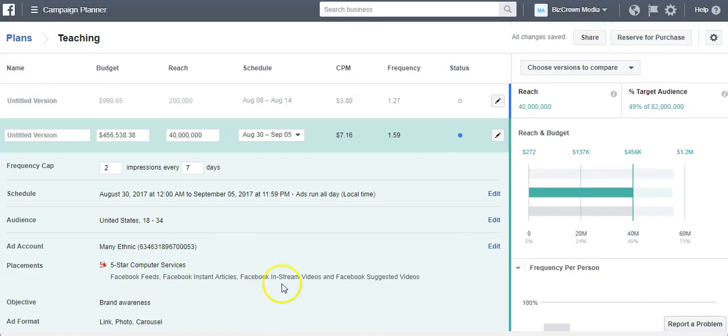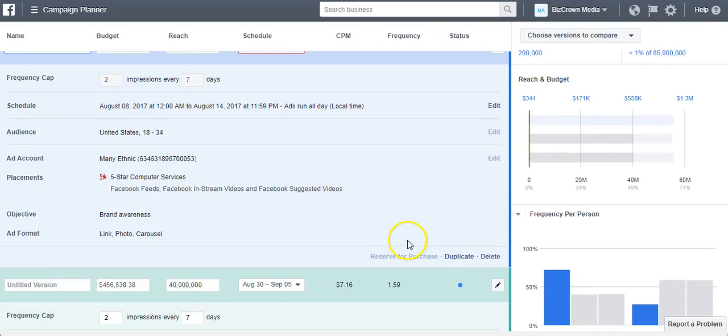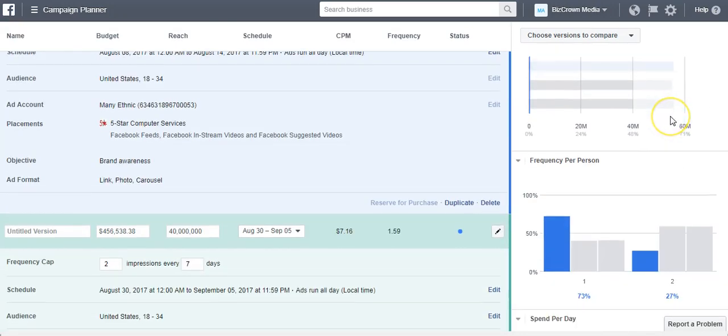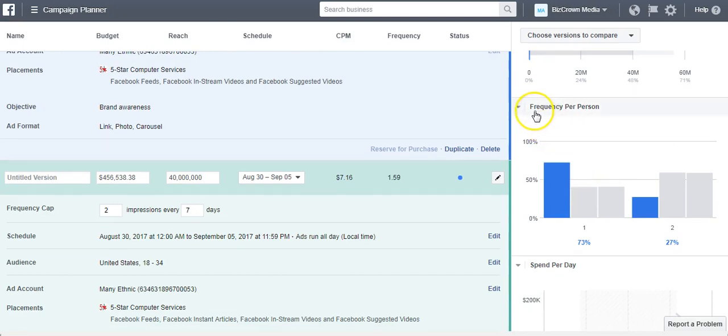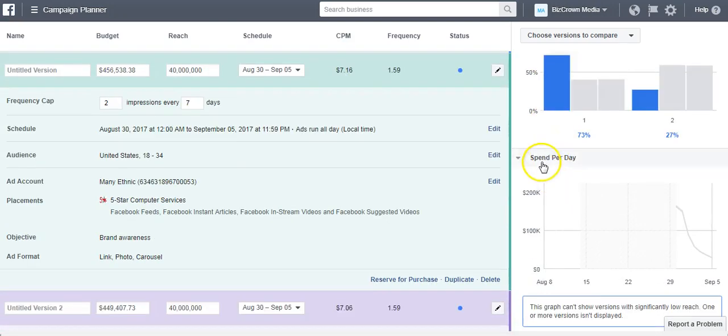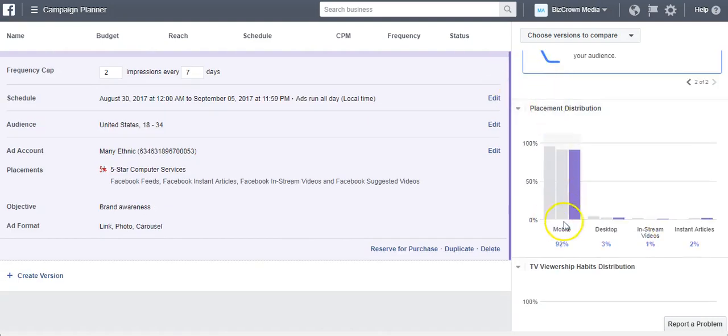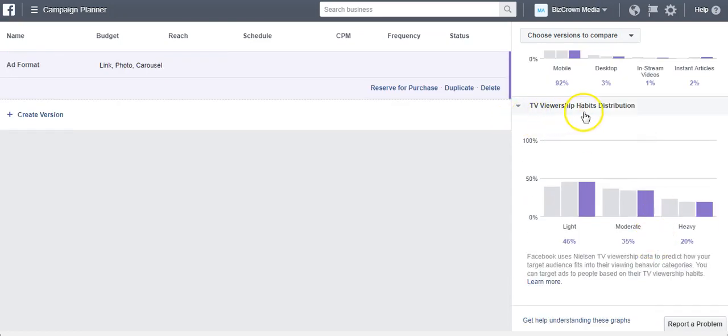Looking here, we then get to see what our reach and our budget gets us. That's the reach and the target audience. In this target audience, we would have picked teachers. You also see the frequency per person, the average spend per day, and a graph, placement distribution, mobile, desktop, stream, instant articles. This is very cool.